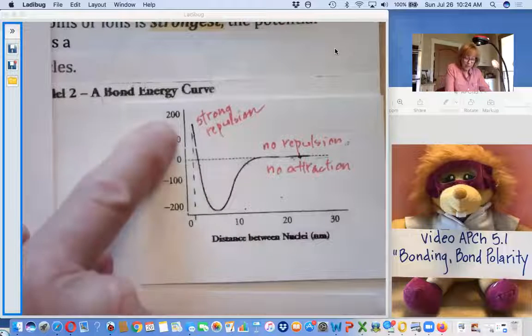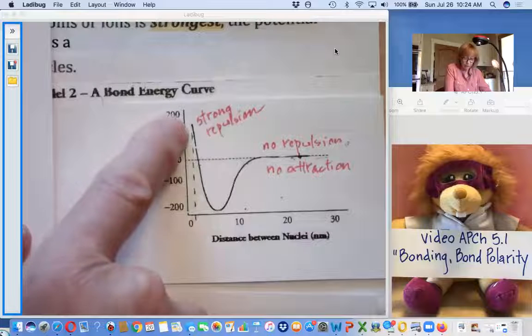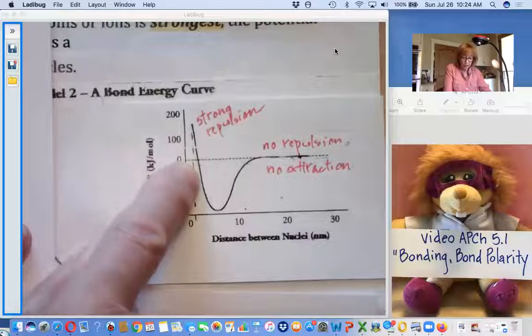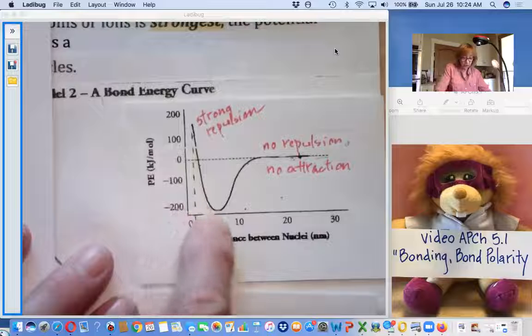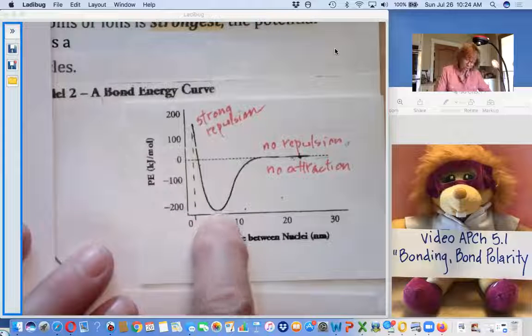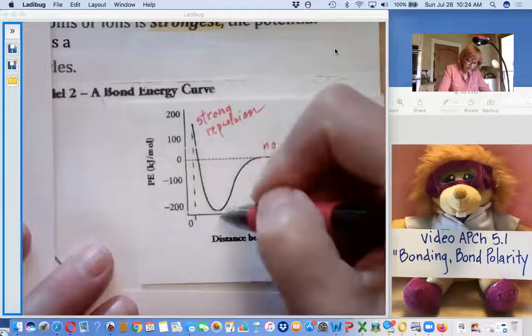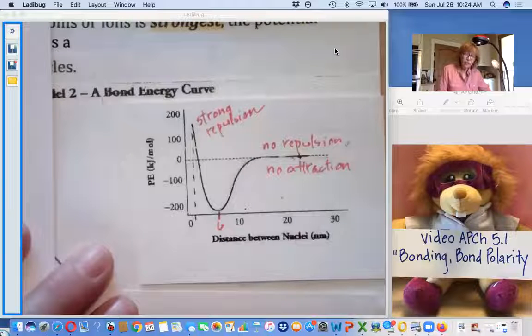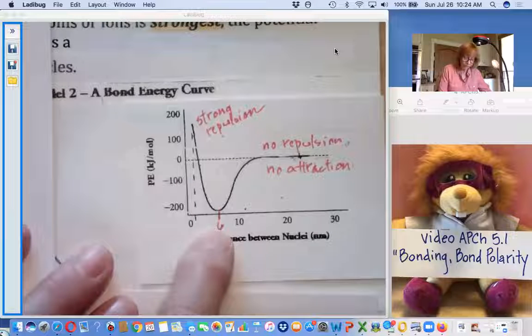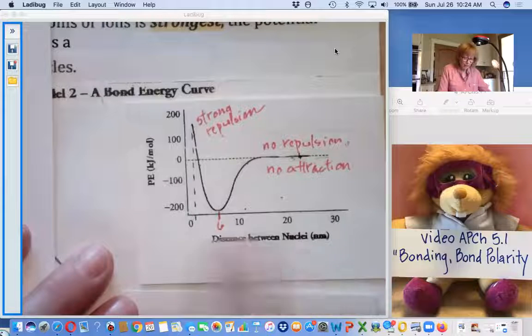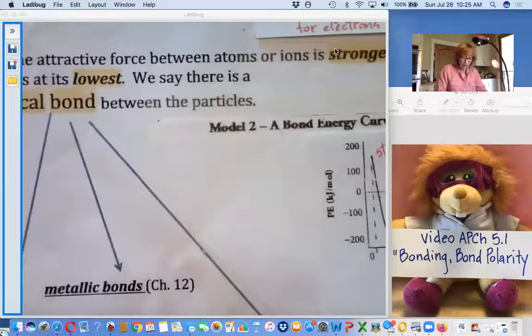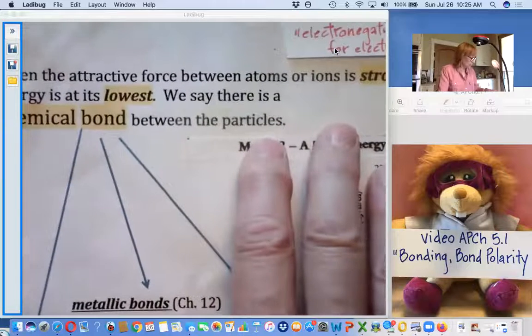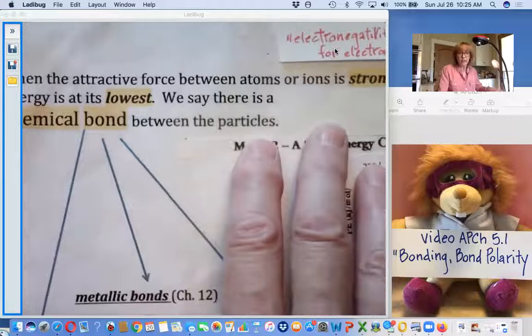But if we bring them slowly farther and farther apart, we see that the potential energy reaches its lowest value at a distance of, I'm going to say, about 6 nanometers. So for the two atoms that are being depicted here, that's the optimal distance between the nuclei. And we say that when the potential energy is the lowest, that's when the attractive force is the strongest.